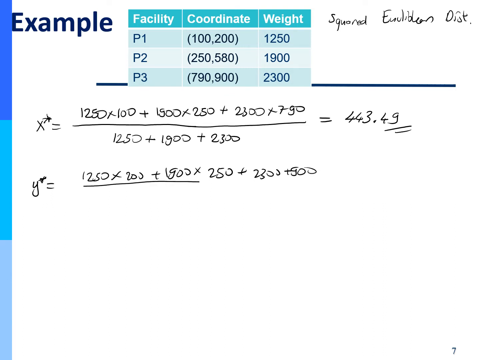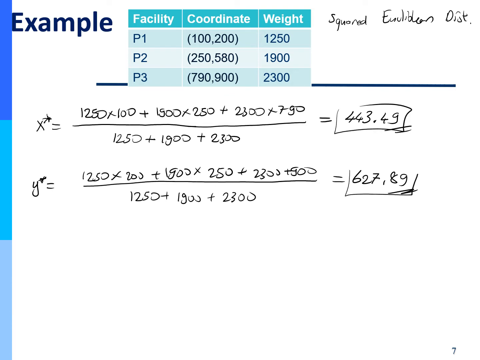And in the denominator, you will have your weights, 2300. And if you do this calculation, you will obtain 627.89 as your optimal y coordinate. So this is x star and this is y star.